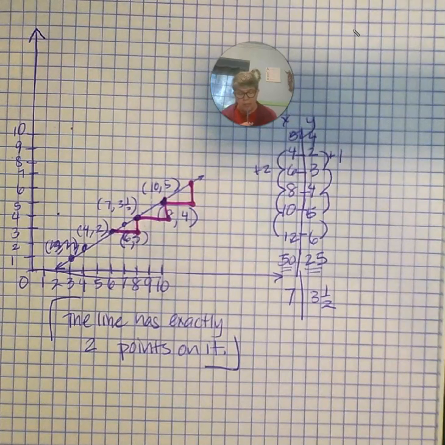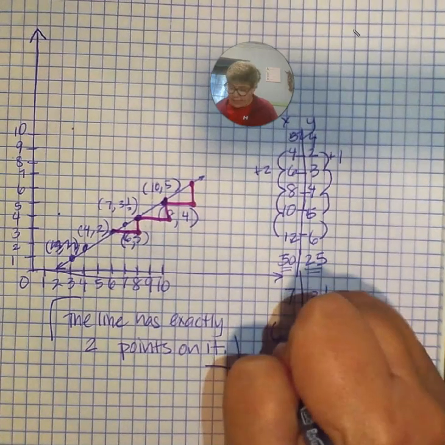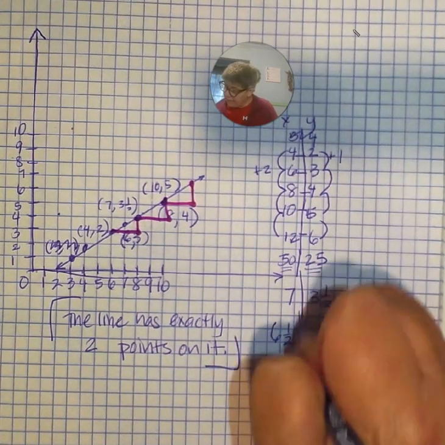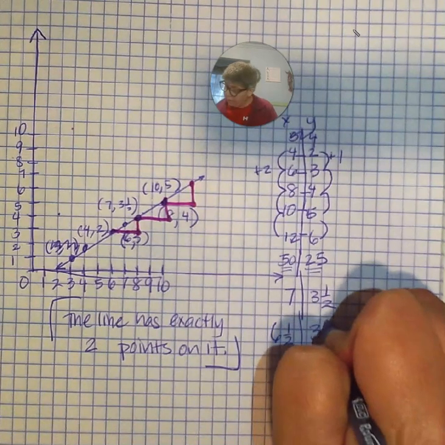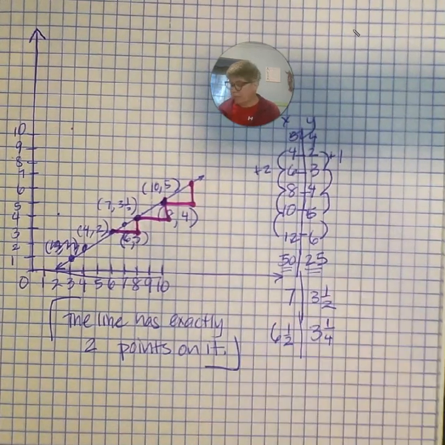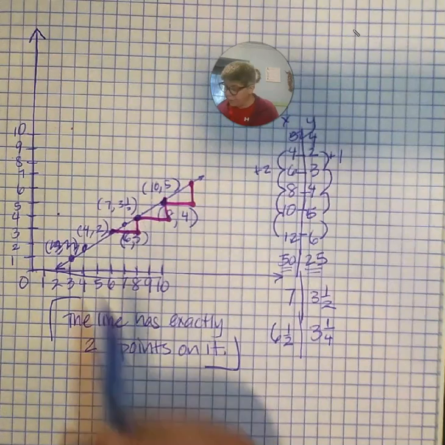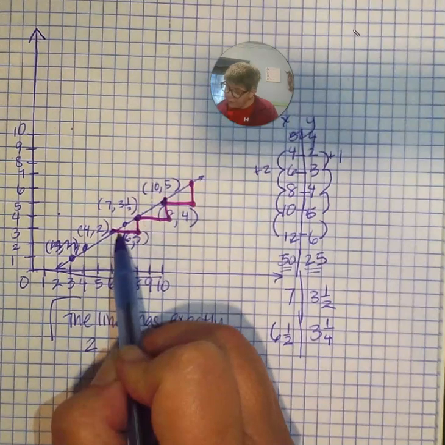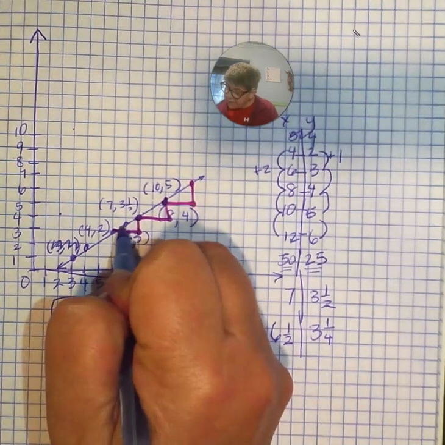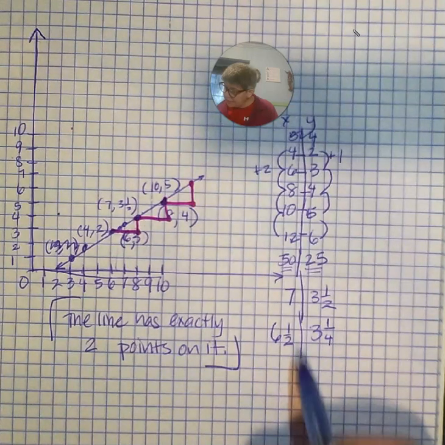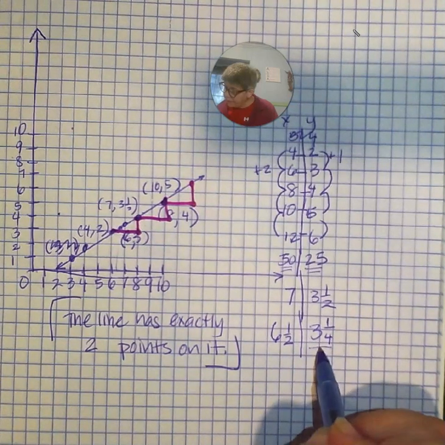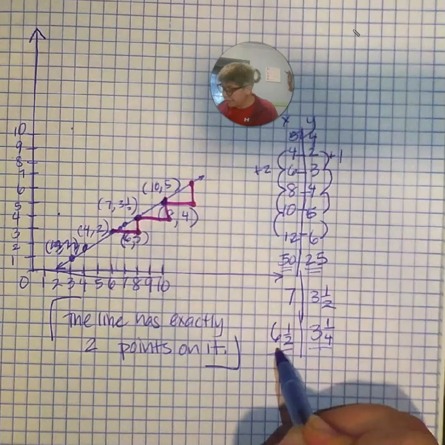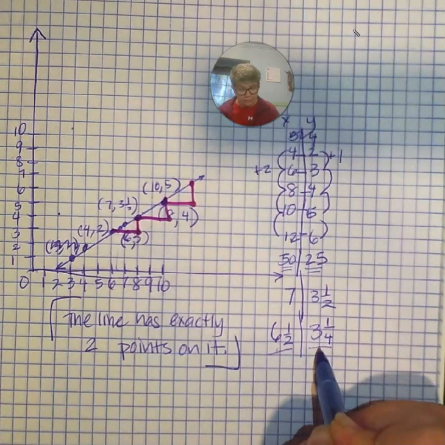Okay, so what's another ordered pair for a point that is on the line? What do you think about (6 1/2, 3 1/4)? It would be right here, right? And 2 times 3 1/4 is 6 1/2, or 6 1/2 divided by 2, right?